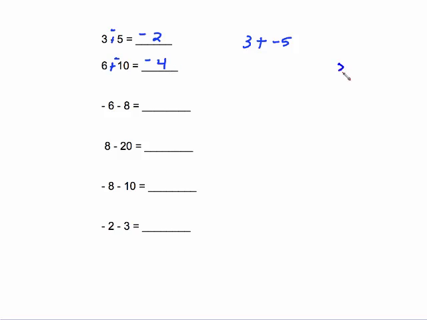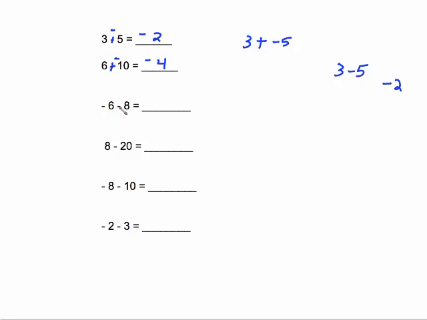Now, some of you older students might have learned this way, and this is the way I learned it, and there's nothing wrong with this. 3 minus 5, what we were taught was you can't take 5 from 3, so that means your answer automatically will be negative. And then in your head, you just switch the problem around to be 5 minus 3, which is 2. See, same answer. But that doesn't work so well when you start with a number that's negative. That's why we teach this plus negative.